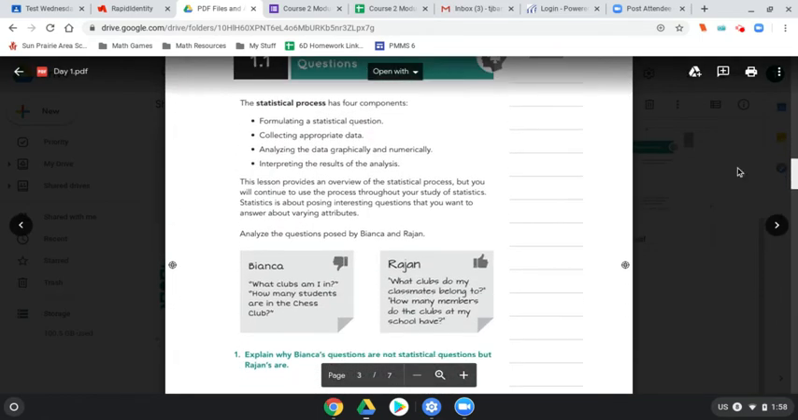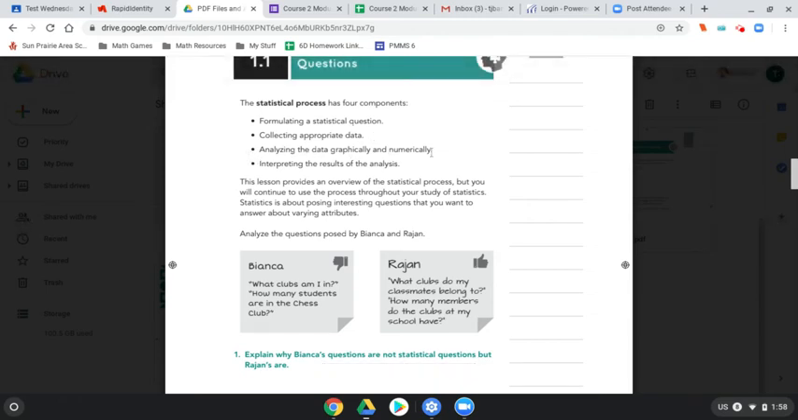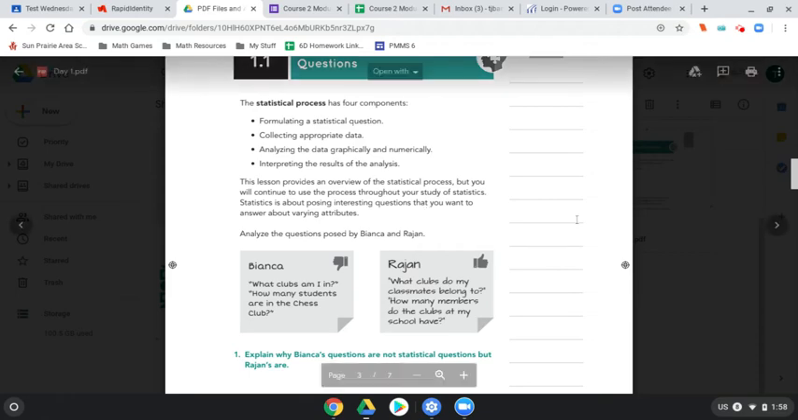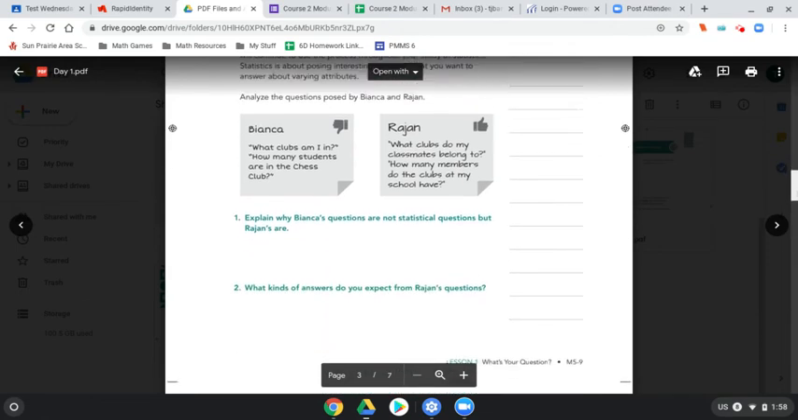So the statistical process has four components: formulating a statistical question, collecting data, analyzing the data and creating graphs, and interpreting the results. This is going to be the journey we're going to go through the last 2 weeks of school. Today we're focusing on that question.